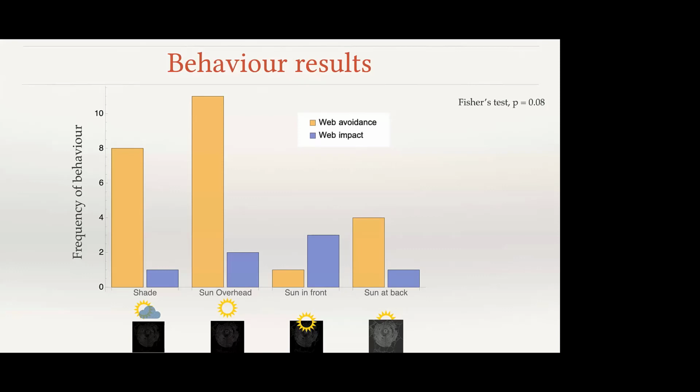So the first results were not significant. Basically, there was no difference in terms of whether the flies were more likely to avoid the web or hit the web according to the treatments. But there seemed to be a tendency that they're more likely to avoid when the sun was either overhead or shade, which is counterintuitive, or goes against our prediction that these are the less visible parts of the web. And the only case where there was relatively more impact was when the sun was in front, a frontlit situation. But the numbers aren't very high, so we looked at this data in a different way.